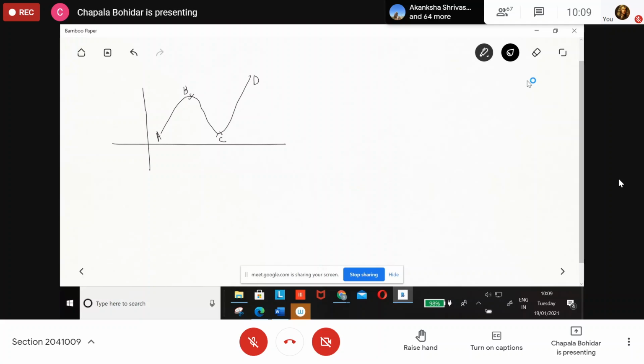So here, from A to B, the tangents at each point are in increasing order. Up to this, then after that it is decreasing, the tangent at each point. Then again it is increasing. So the slope of the tangent is our derivative of the function. F dash x is our slope, isn't it? Yes, ma'am.